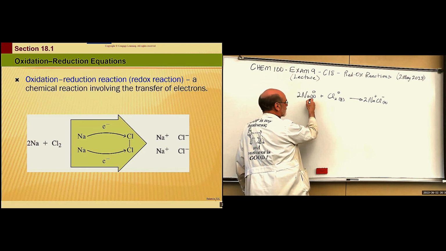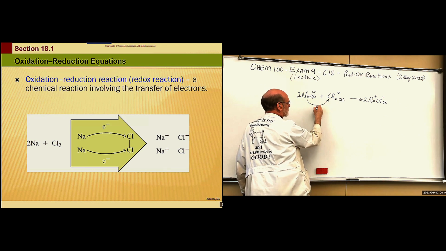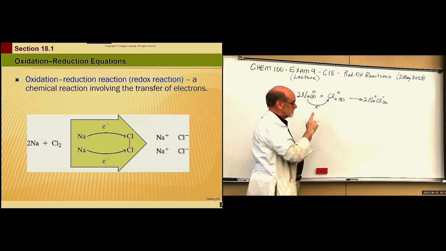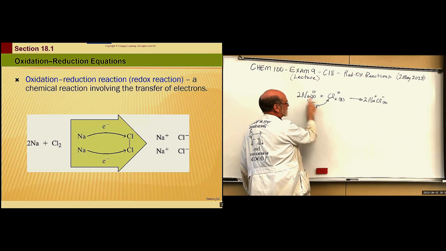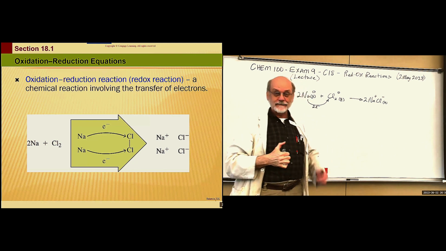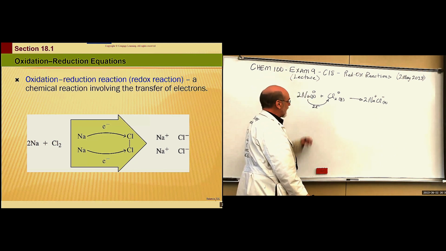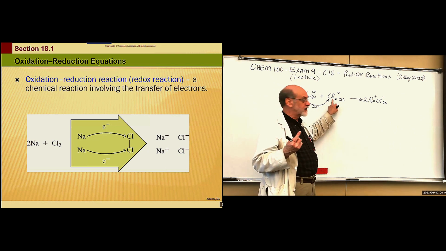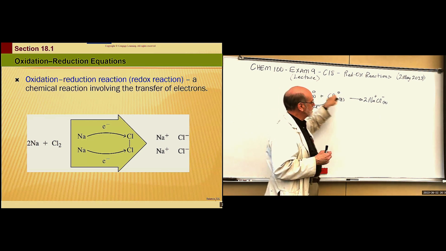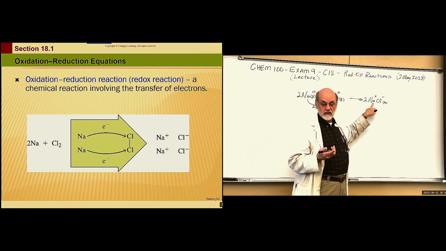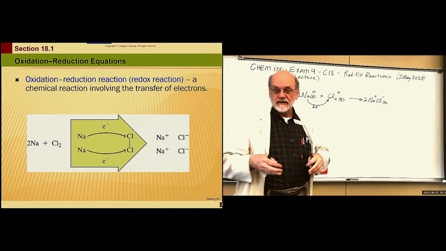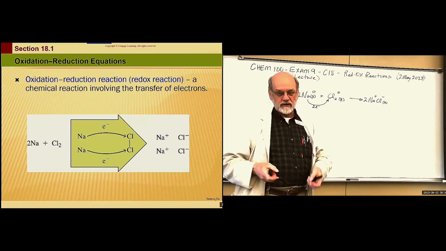We have an electron from here transferred. This is one electron per atom. So since there are two atoms here and two atoms there, that requires two electrons. When that happens, each one of these gets an extra electron, which is responsible for the negative charge. Each one of these loses an electron, which now is responsible for the positive charge. That's the whole thing about redox reactions. It's a balance and a movement of electrons.